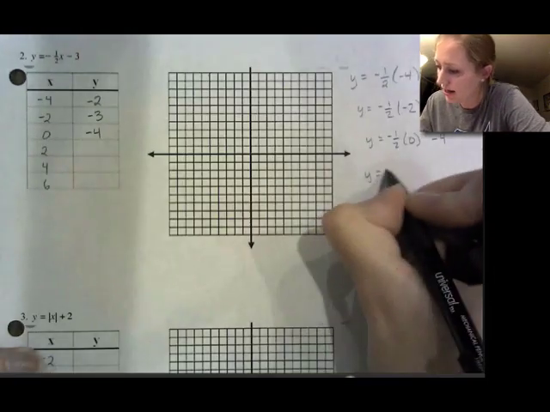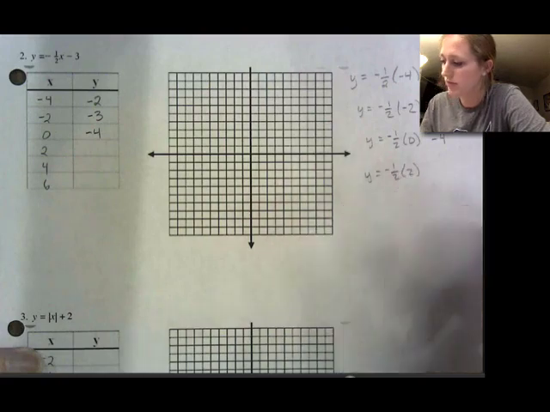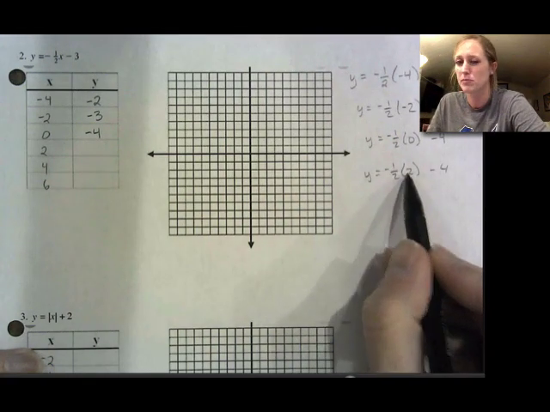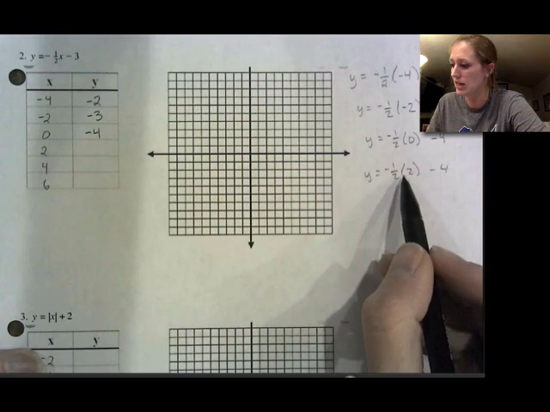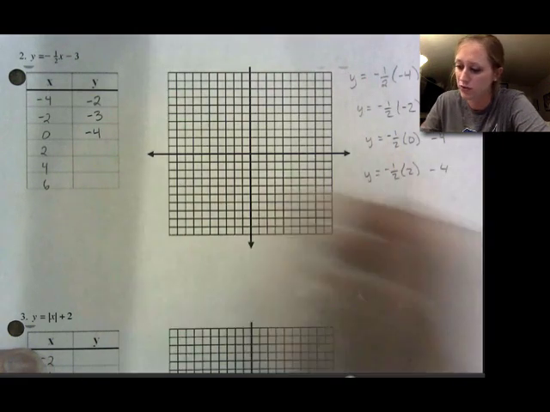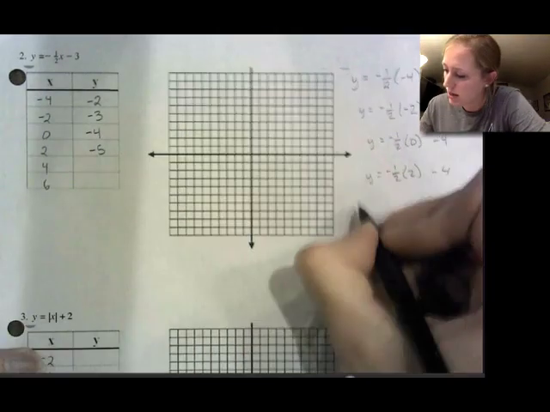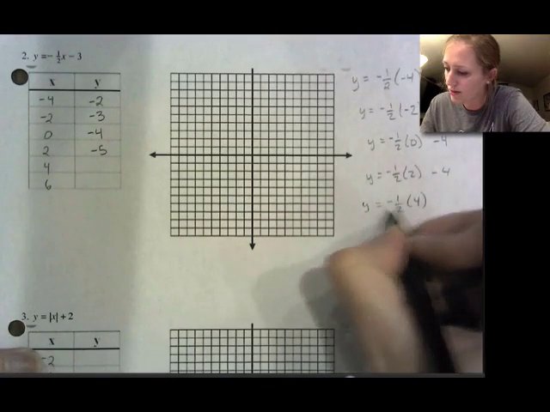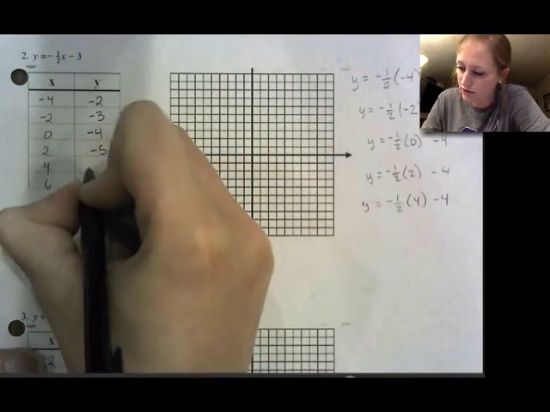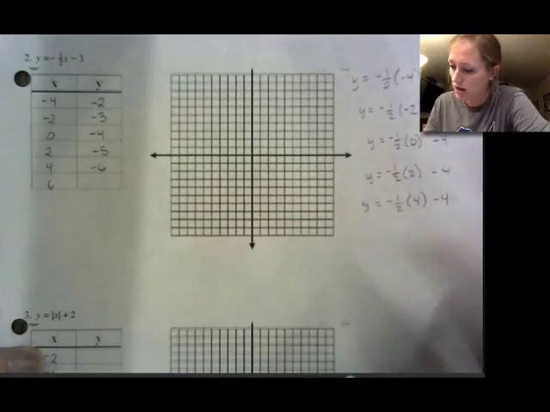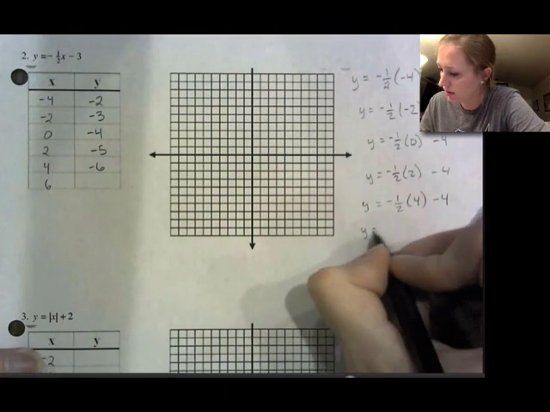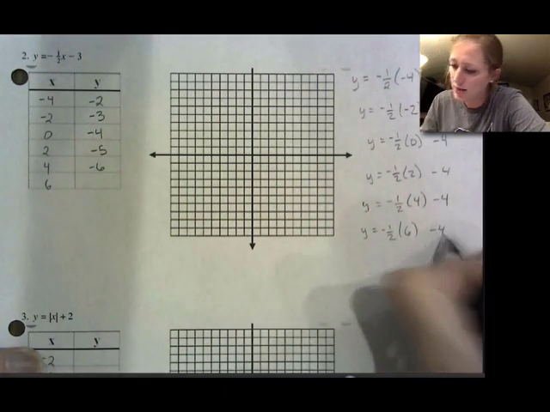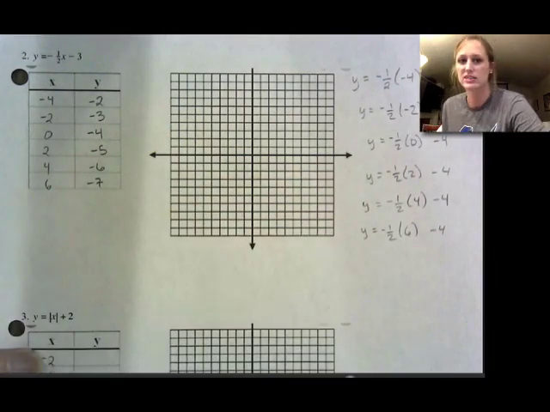Okay, so here I've got -1/2 times 2. So half of 2 is 1, and it's a negative times the positive, so it is going to be negative. So I'm going to get -1 there. -4 is going to give me -5. Plug in 4. So half of 4 is 2, but it's going to be a -2. -4 is going to give us -6. And then plug in 6, so -1/2. Half of 6 is 3, but it's going to be -3. -4 is going to give us -7.